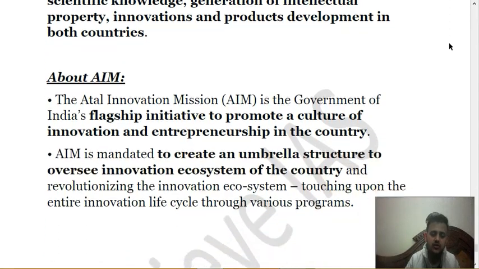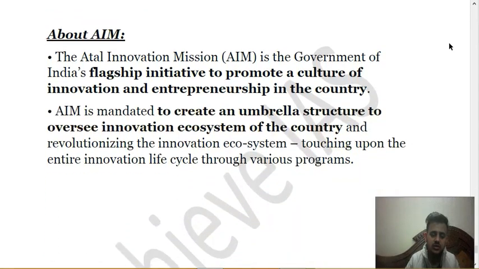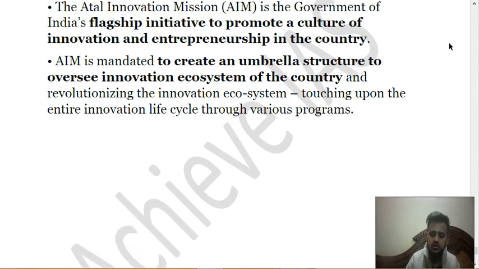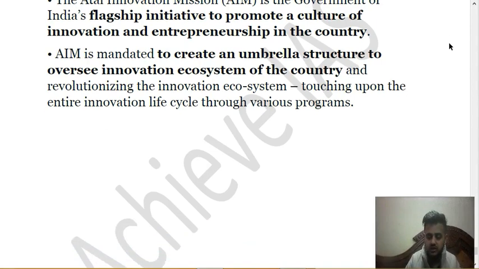About Atal Innovation Mission: it is a flagship program under which this memorandum of understanding was signed. And as I have told you earlier, the purpose of this innovation mission is to oversee the innovation ecosystem and to revolutionize it, so that it can be conducive to the upcoming challenges that India could face.